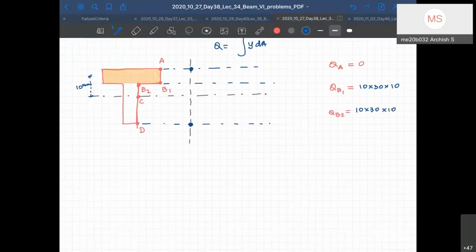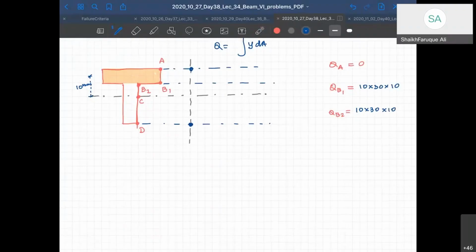Sir, I have a doubt at QB2. Why? Sir, shouldn't we take two sections at that point, QB2 plus and then QB2 minus, because it won't be continuous? Yeah, so B1, so that's what I did. B1 is in the T portion, the hanging portion. B2 is not in the hanging portion. It's in the narrow portion. Yes, sir. So it won't be continuous, right? No, it's not continuous.